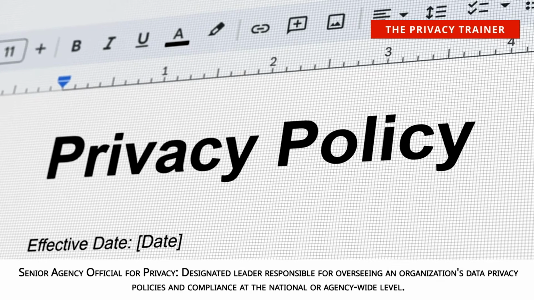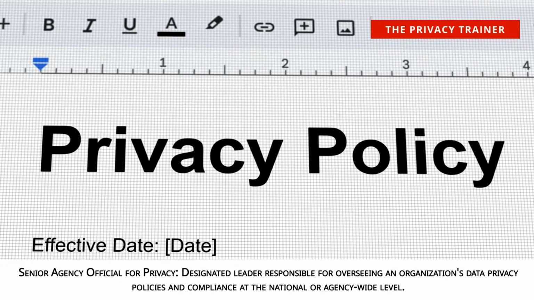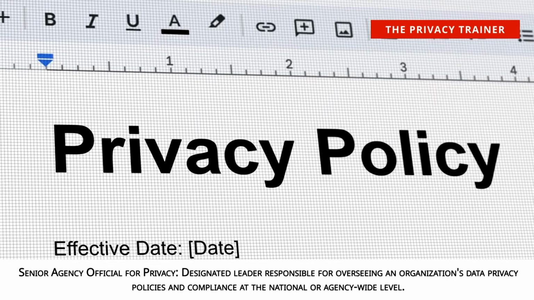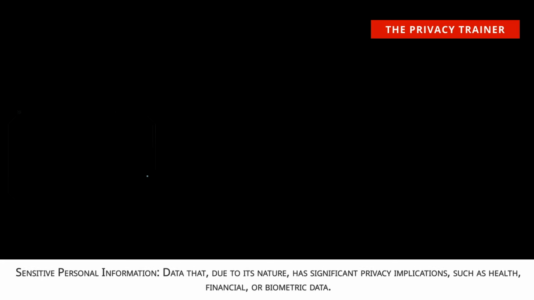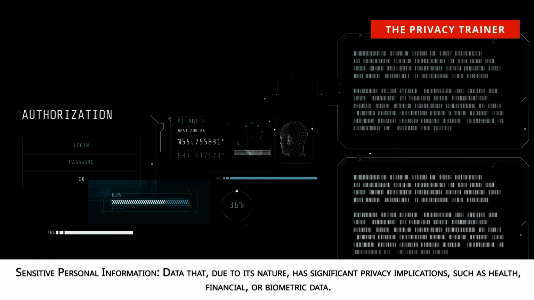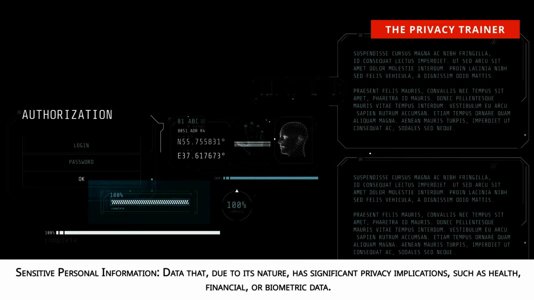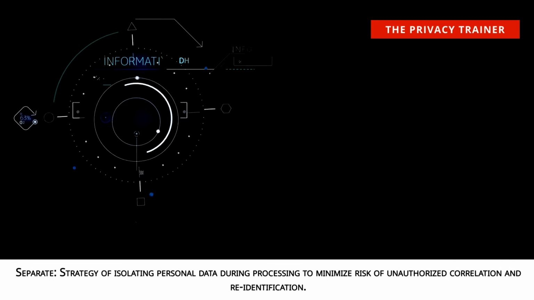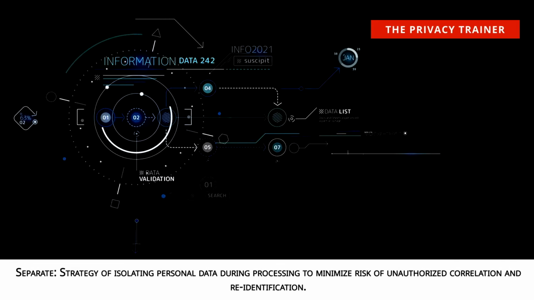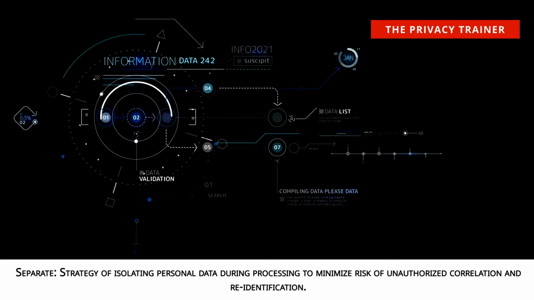Senior agency official for privacy, designated leader responsible for overseeing an organization's data privacy policies and compliance at the national or agency-wide level. Sensitive personal information, data that, due to its nature, has significant privacy implications, such as health, financial, or biometric data. Separate, strategy of isolating personal data during processing to minimize risk of unauthorized correlation and re-identification.